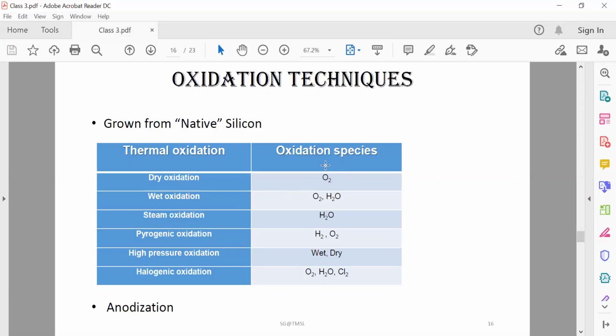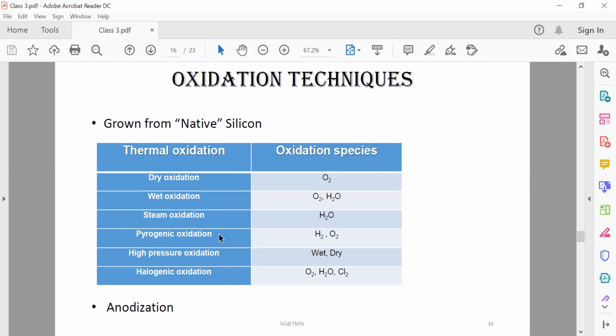There are oxygen species. So the oxygen species are the oxygen molecule or the H2O molecule. Basically H2O will decompose into hydrogen and oxygen, and the same oxygen will be used for forming the silicon dioxide layer. Okay, so dry oxidation, wet oxidation. After that, steam oxidation. Third number is steam oxidation. If you use only the H2O molecule as an oxidation species, then it is known as steam oxidation. Here no separate oxygen gas is used. Okay, but if you use a combination of oxygen and H2O molecule, then it is called wet oxidation.